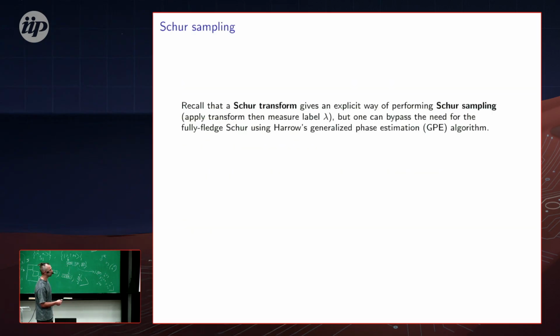Right. Let's go to the final application and we can finish. Now we're going to discuss a little bit again Schur sampling. A Schur transform gives an explicit way of performing Schur sampling. Schur sampling means measuring just the label after the Schur transform. More generally, Fourier transforms give an explicit way of performing Fourier sampling, and the case of Schur is just a case of a specific group representation. One can bypass the need for the fully fledged Schur transform using Harrow's generalized phase estimation algorithm. I think we discussed it, but it looks like this.